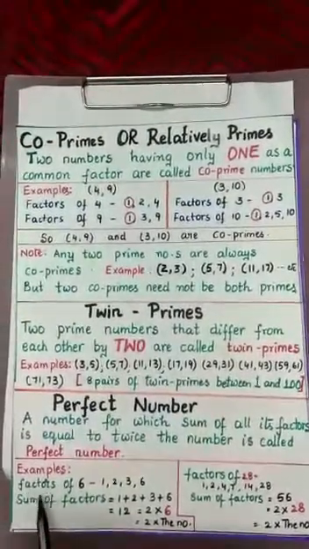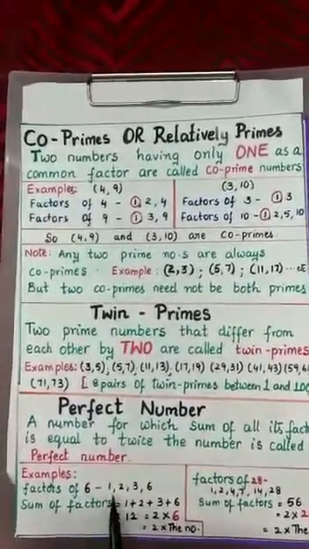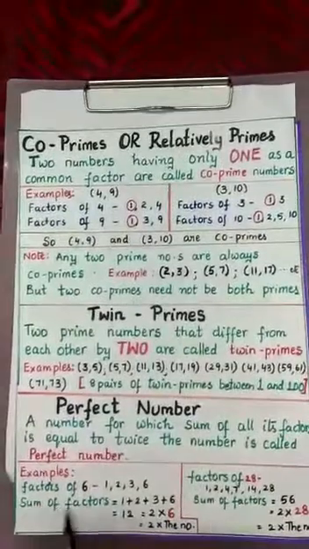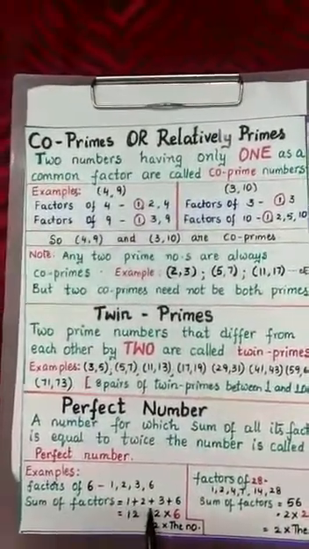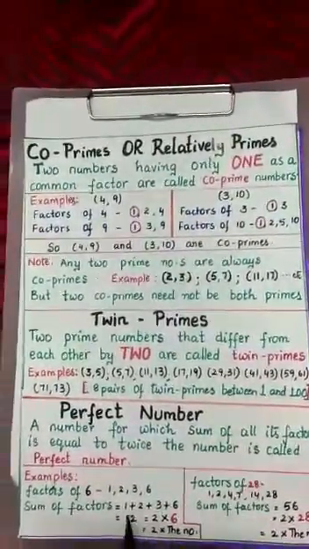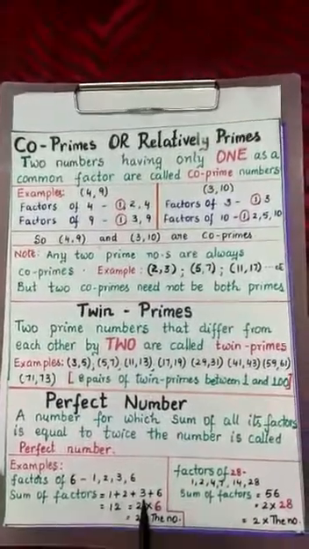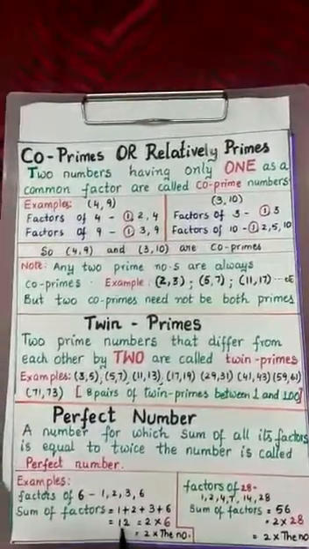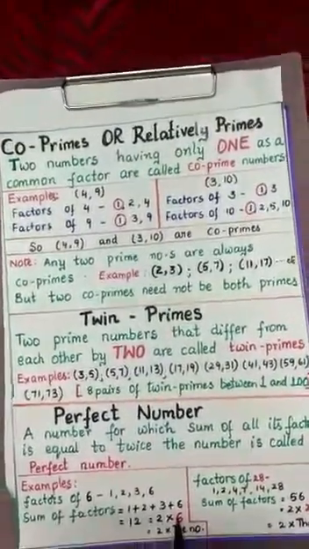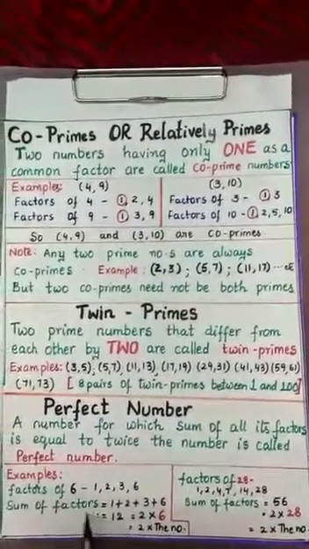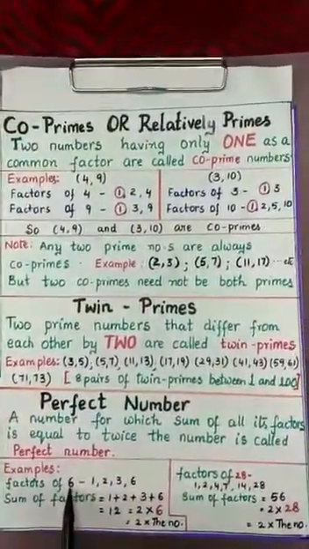For example, you see here the factors of 6: 1, 2, 3, 6. What is the sum of the factors? 1 plus 2 plus 3 plus 6. 1 plus 2 is 3, 3 plus 3 is 6, 6 plus 6 is 12. 12 is 2 times 6, 2 into the number. So, 6 is called a perfect number.